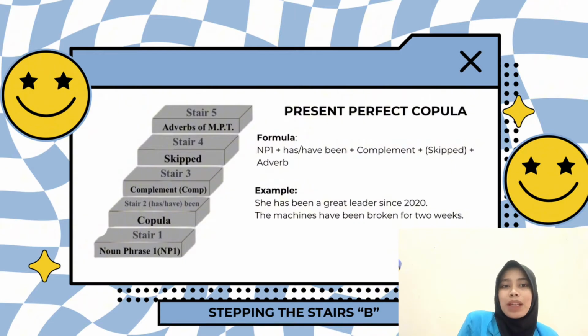It has been a damage. They have been obsolete. And then if you ask me for other examples: she has been a great leader since 2020. And then the second one is the machine has been broken for 2 weeks.